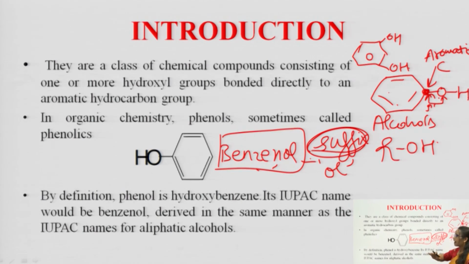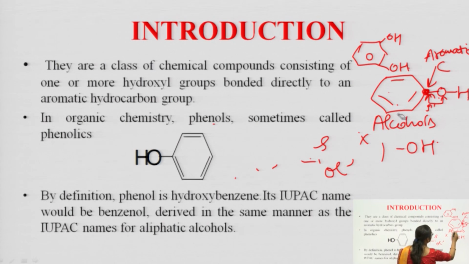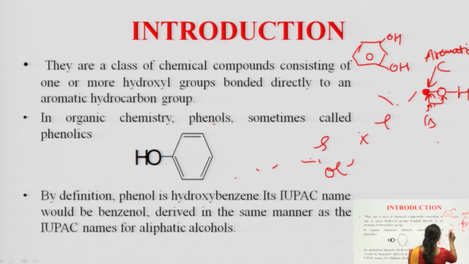But the name phenol is also accepted by IUPAC. Benzenol is the IUPAC name of this compound, but phenol is a name which is accepted by IUPAC. So you can call this ring benzenol as well as phenol. I will tell you more details. See, I will give you another example.